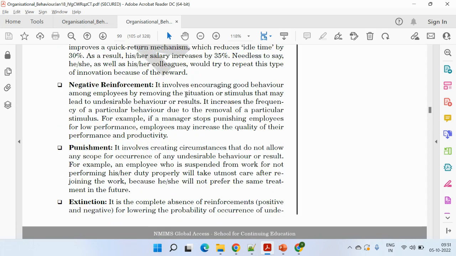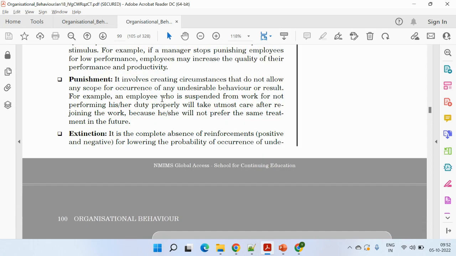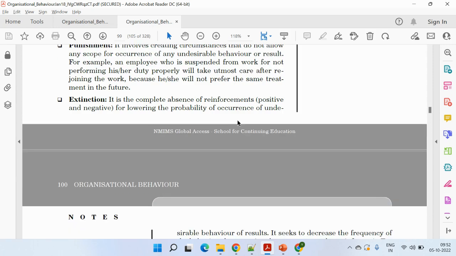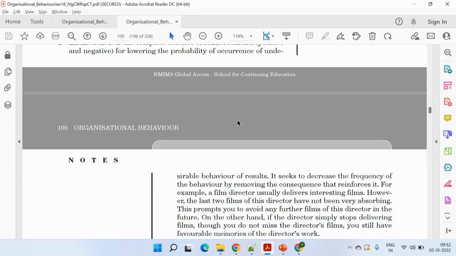Then the next part is punishment. In punishment, when you find something negative, then you punish the employees. It's simply like in school when teachers punished us when we were not doing the homework and not performing well, or we were doing some mischief in the class. So it's about punishment. And the last one is extinction. It's the complete absence of reinforcement for lowering the probability of occurrence of undesirable behavior.